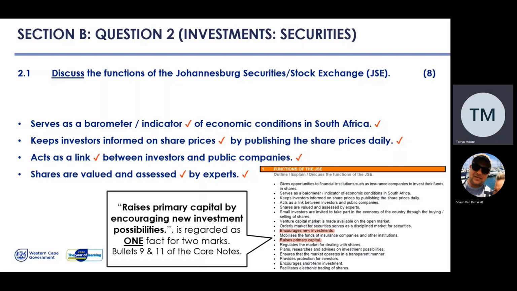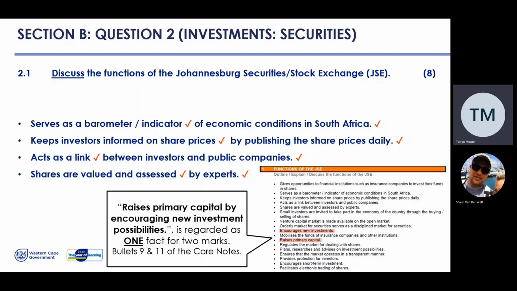Again, I'm looking at my mark allocation. 8 marks will be awarded for a discussion of the functions of JSE, and please take note of where the ticks are going to be indicated. It serves as a barometer / indicator. So that is 1 mark because I now need to say why. Because of economic conditions within South Africa. So I know what is happening. I'm also making sure that my investors are staying informed of share prices. How do I do that? How do I inform my investors? I publish the share price daily.